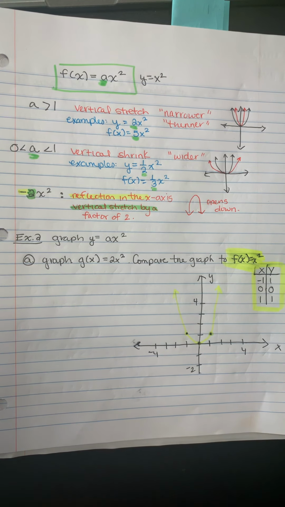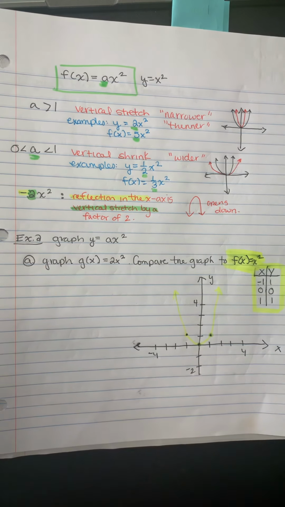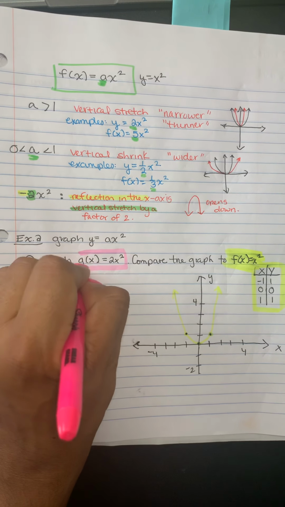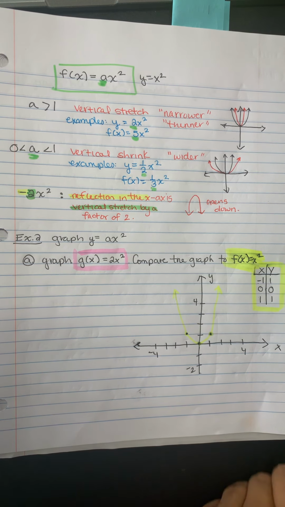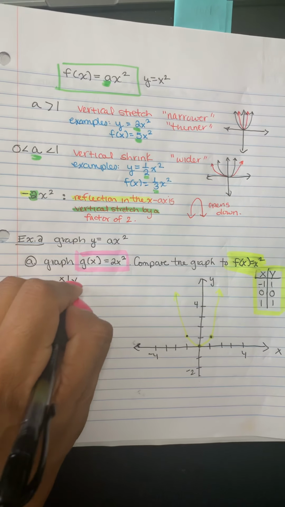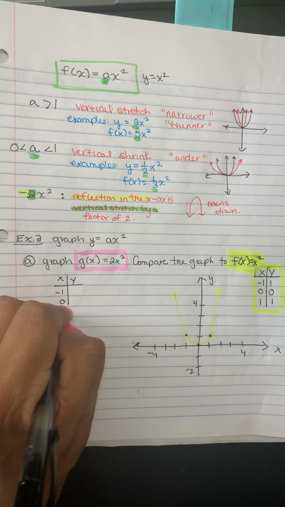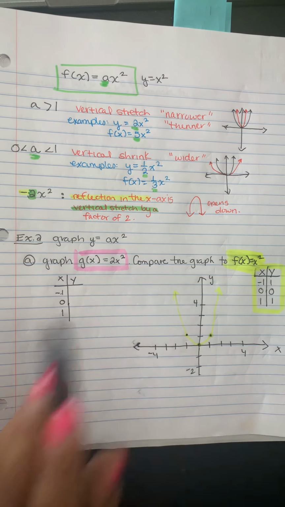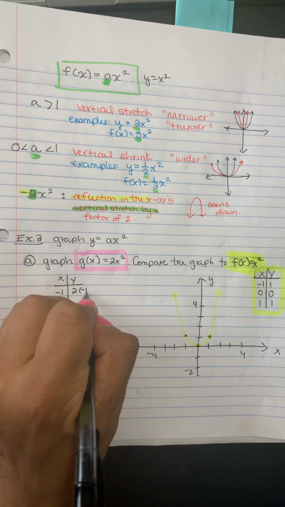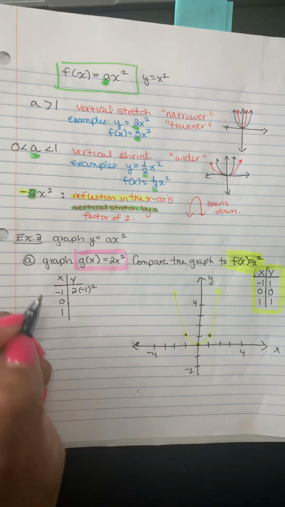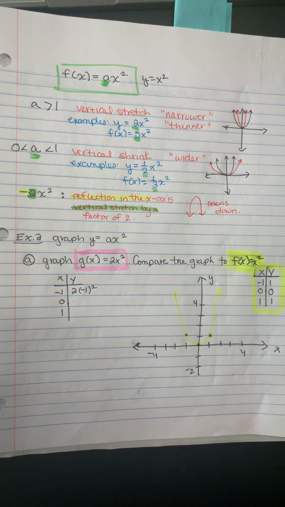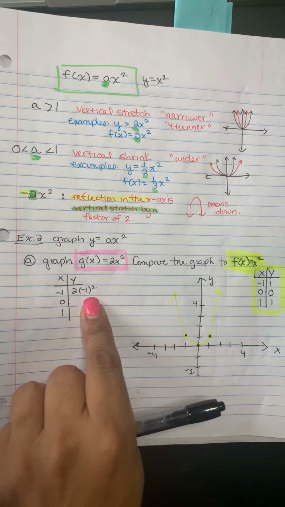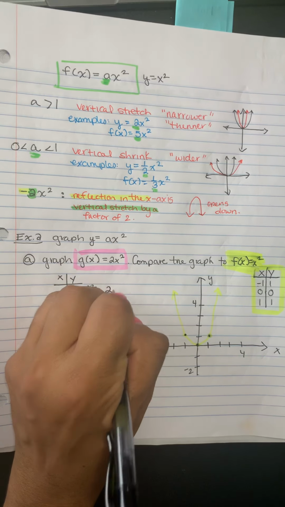All right, there it is in yellow, in highlighter. And we're going to compare it to, we use pink. Okay, so I'm still going to use the easy values, -1, 0, 1. And basically what you're doing is taking this -1 and plugging it in here. This is what I'm thinking in my head: 2 times the -1 squared. We're following the rules of PEMDAS, order of operations. -1 squared is 1. 1 times 2 is 2.